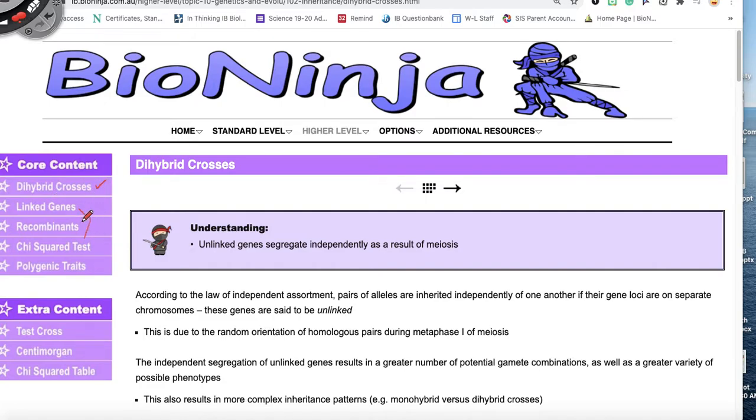Then we're going to look at linked genes and recombinants together. And then we're going to learn how to do a chi-square test analysis, which you started in SL, but we'll continue in HL. And then we'll look at polygenic traits. So today we're going to do dihybrid crosses. And the nice thing about dihybrid crosses is that it's pretty much nothing new from what you learned back in the 9th grade and you reviewed in SL material.